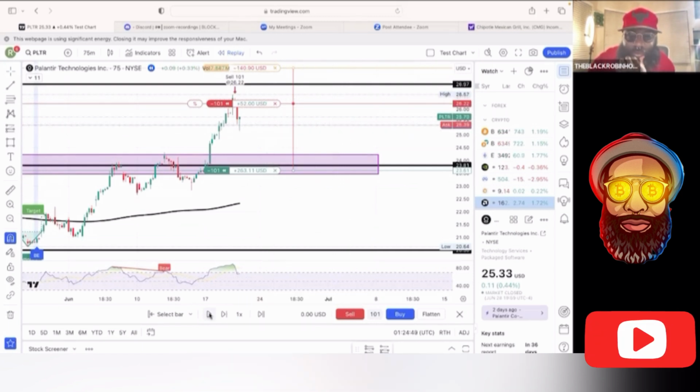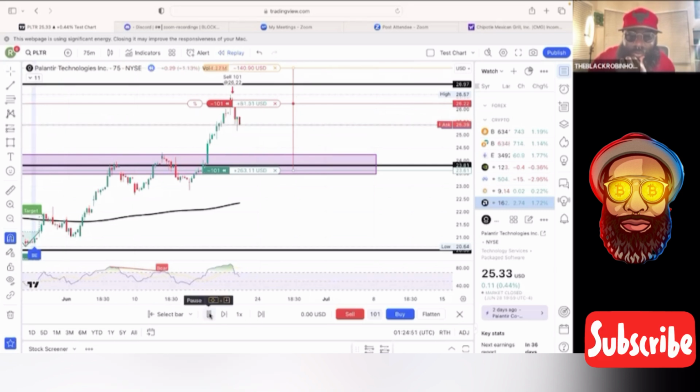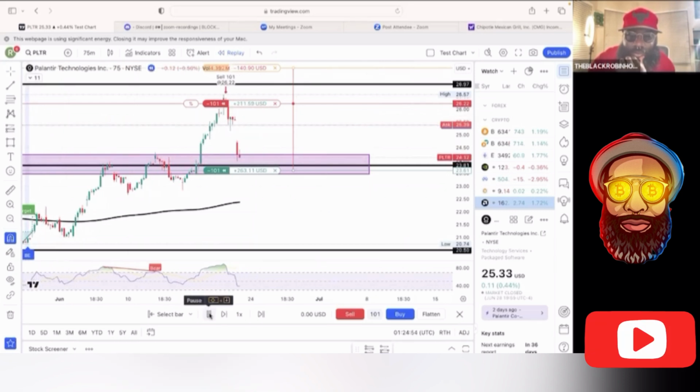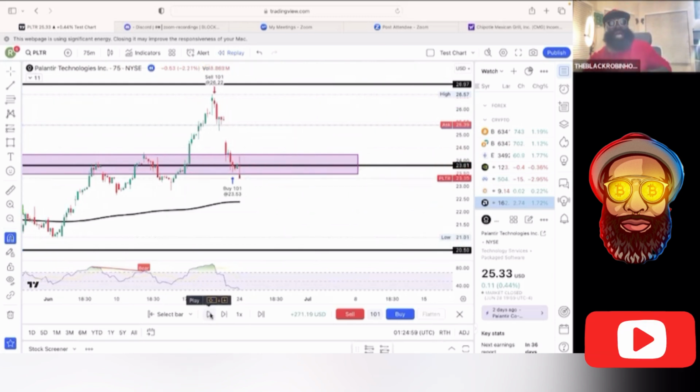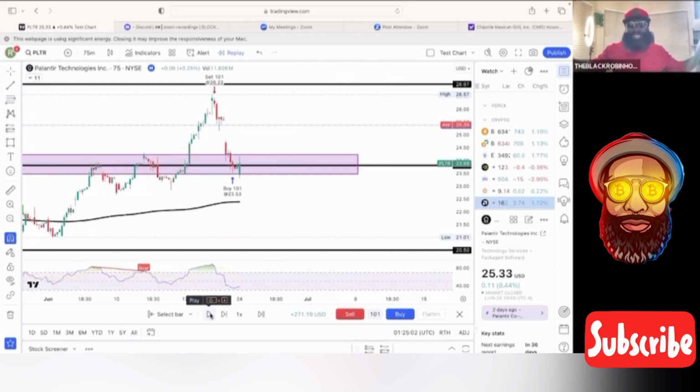Okay, so let's see. Boom, boom, boom. I made $271. Y'all see that? And this is not options, by the way. This is not options. This is you bought the shares. Man, y'all not being, y'all not. You picking up the game or what? Come on.